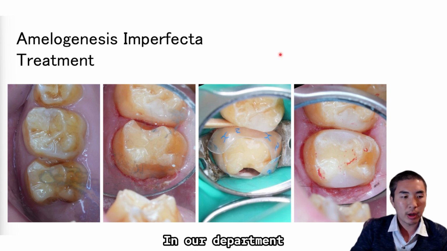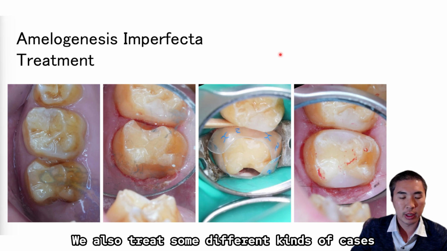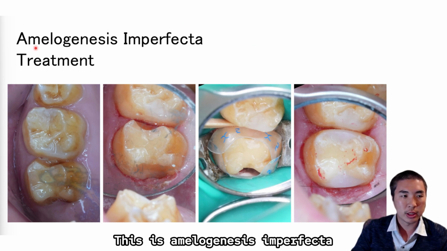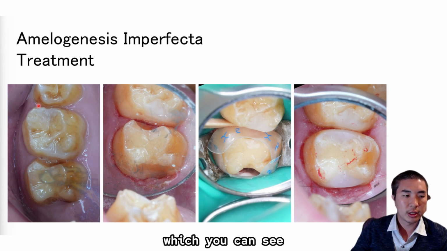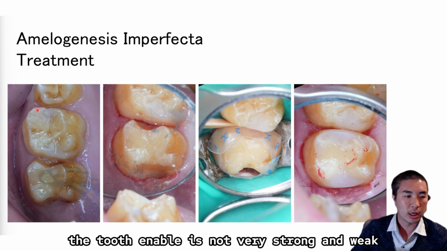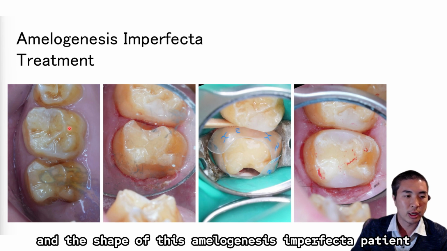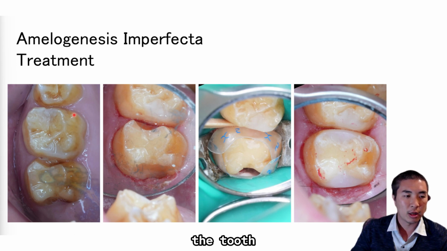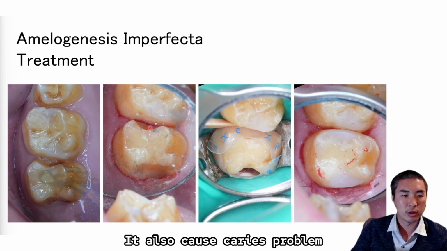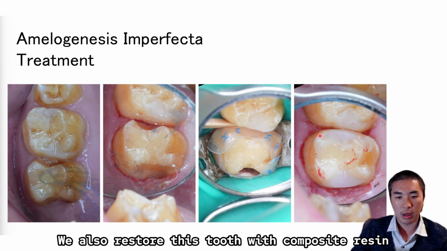And in our department, we also treat different kinds of cases. This is amelogenesis imperfecta, where you can see the tooth enamel is weak and not very strong, and the shape of the teeth of this amelogenesis imperfecta patient is very different. The structure is bad, so it also causes caries problems. We also restore these teeth with composite resin.